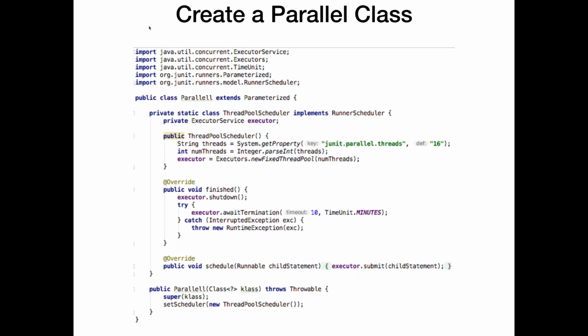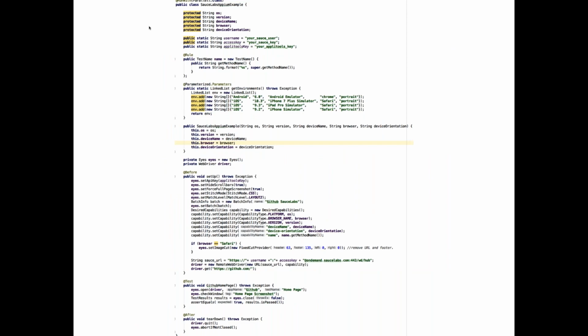So first, what we want to do is just create a simple parallel class. This will take all our OS and browser combinations and split them into their own threads. Here's an example for Sauce Labs. This is essentially the same as what we showed earlier locally, but we have our lists here at the top, our linked lists, and we're just going to test against these different emulators and devices that are available on Sauce Labs. And obviously you want to test against different platforms, different OS versions, and then different resolutions.